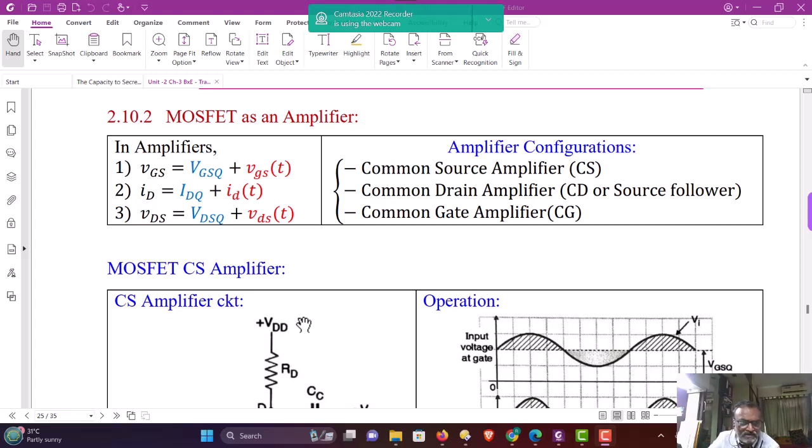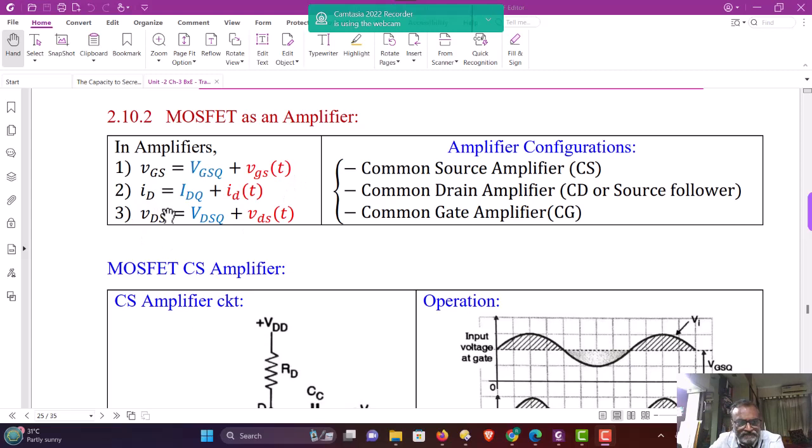Therefore, the gate to source voltage consists of two parts. One is the DC part, that is the operating point voltage, and another is the external AC signal which can be amplified by the amplifier. And therefore, VGS, shown in equation number 1, consists of VGSQ, that is the DC part, and the time varying part vgs as a function of time.